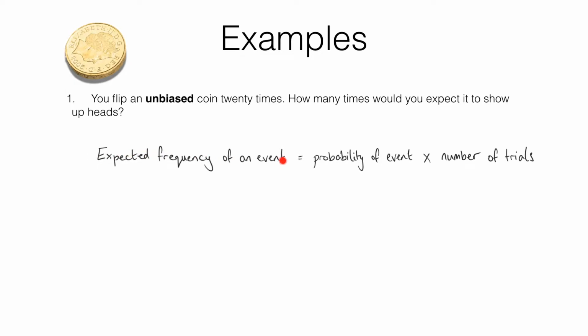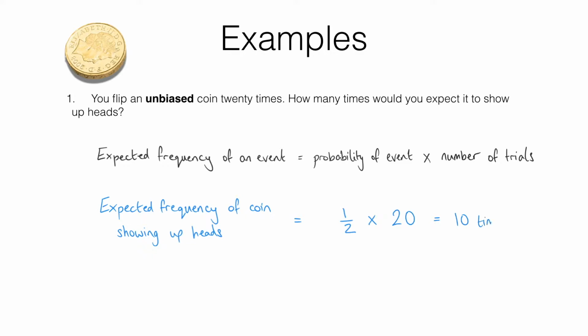The expected frequency of an event equals the probability of that event times the number of trials, or the number of times you are running the experiment. In this particular example, we're looking for the expected frequency of the coin showing up heads. That's going to equal the probability that the coin shows up heads on a single flip, so that is 1/2, times the number of trials. In this case, we are flipping the coin 20 times, so that's 20 trials. So all you need to do is 1/2 times 20 to get an answer of 10 times.